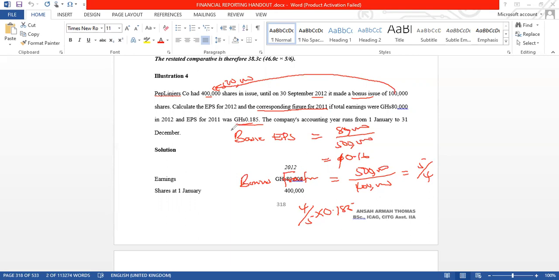And that will help us realize that if we are to restate this one for 2011, why are we restating? We are restating because we said that in a bonus issue, we assume that the shares have already been in issue all along, even from last year. Okay, so that is that. So now you have 0.148. So if you are to restate your comparative earnings per share, then this is what it is going to look like. It's as simple as that when it is a bonus issue. Very, very simple.